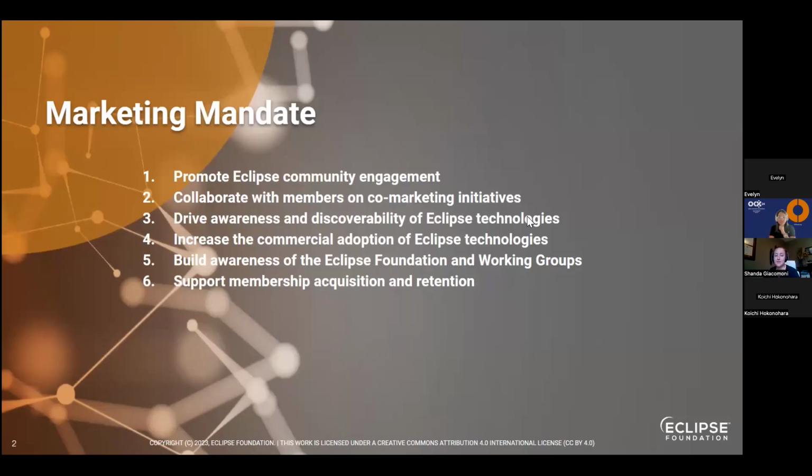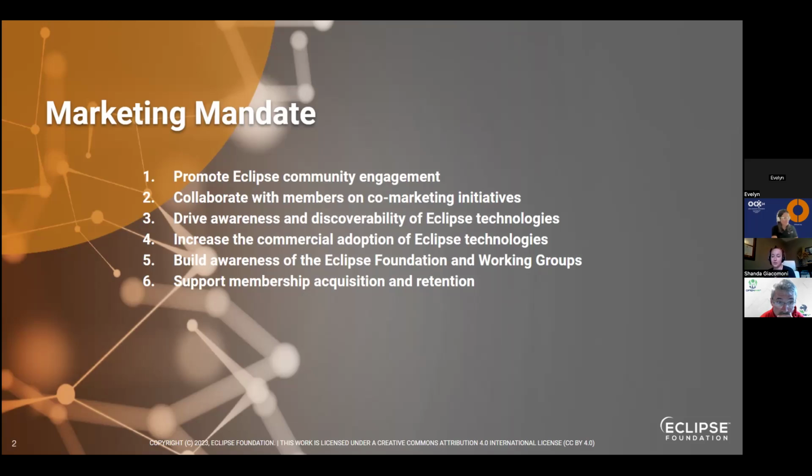So the first thing I'll explain is what our mandate is on the marketing team. First and foremost, we're looking to engage with the developer community. We want to get everyone engaged and working on the projects that matter to all of you. We work very hard with our members and our community on co-marketing initiatives. Much like the open source world, we're not working on stuff independently in a silo. We're working with the community, and that's how we produce most of our marketing content.